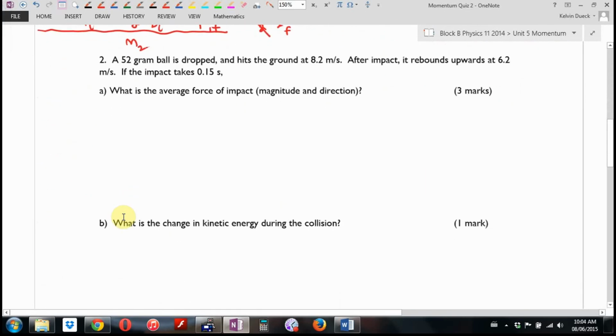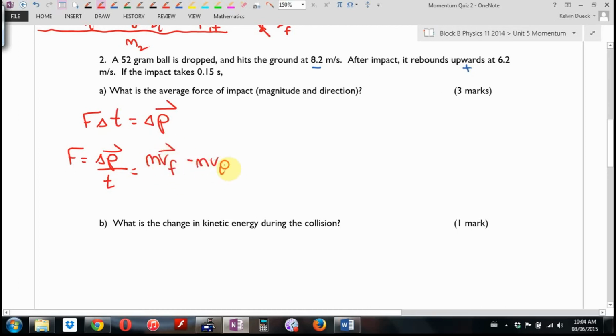Number 2. A ball is dropped and it hits the ground at 8.2 meters per second. After impact, it rebounds upwards. I'm going to let up be positive and down be negative. What's the average force? Well, force times time equals change in momentum. Impulse. So the force is going to be the impulse divided by the change in time, except I'm going to stop writing the delta in front of the time. Change in momentum is going to be mv final minus mv initial. It's final minus initial, and momentum is mass times velocity.